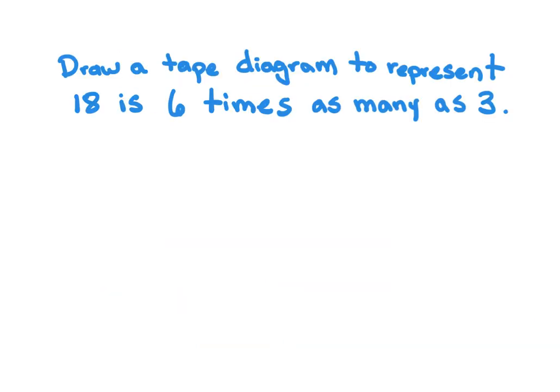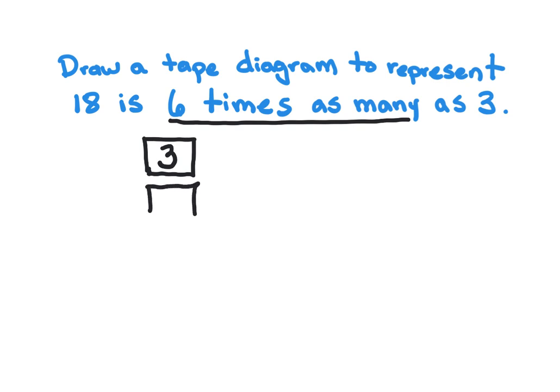Draw a tape diagram to represent 18 is 6 times as many as 3. So I'm going to create one box in my tape diagram, and this is going to represent 3. But going back into our directions here, it says 6 times as many. So I'm going to create 6 boxes.